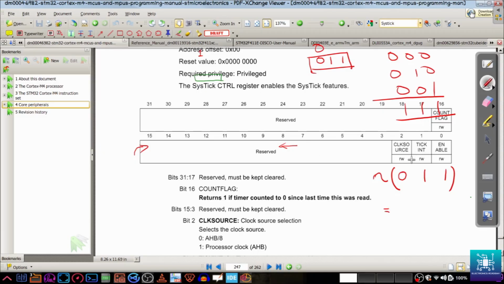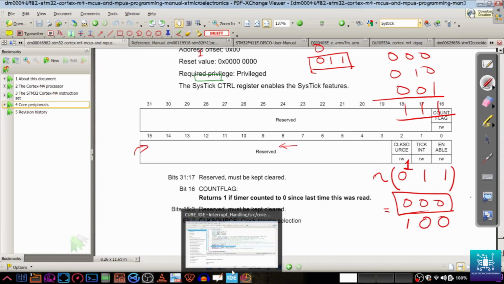So since the reset value was 0, even if I did an AND with the complement of 0 1 1, the value came out to be 0 0 0 and my Systick worked. By any chance, if any of these values had been, especially if the clock source value had been a 1 by default, say it was not a 0 but a 1 by default, then when I clear the fields, instead of 0 0 0, I would be getting a 1 0 0.